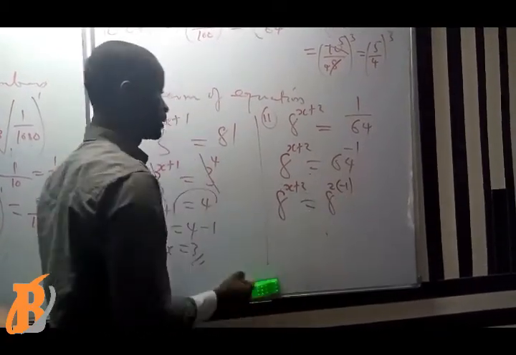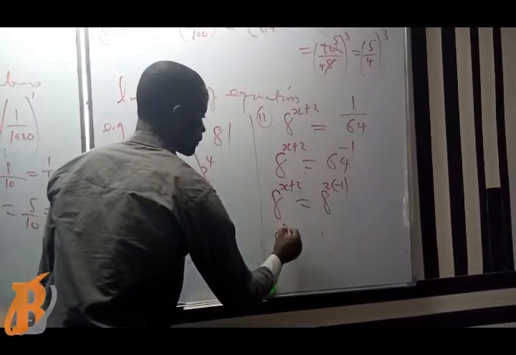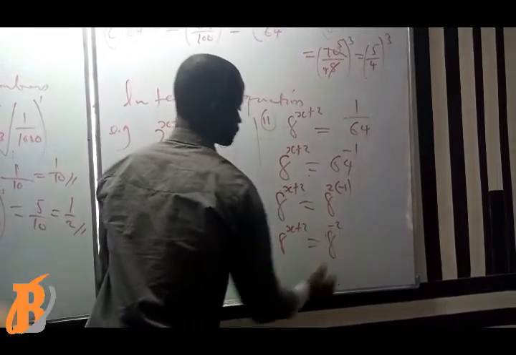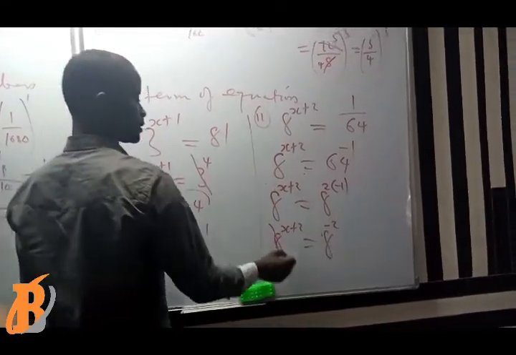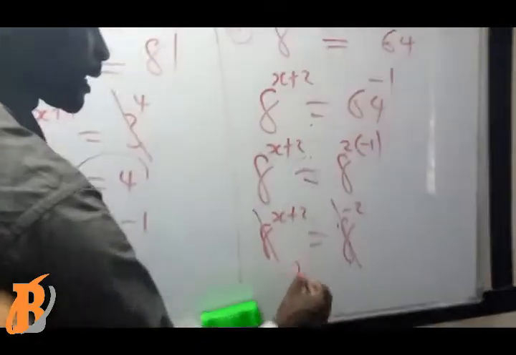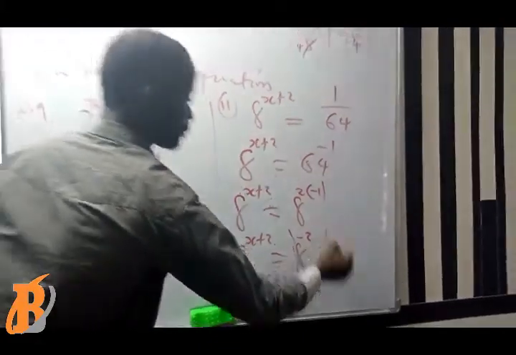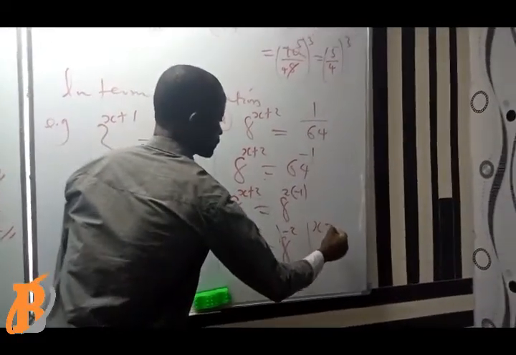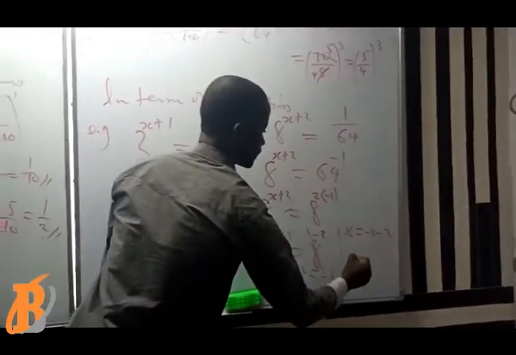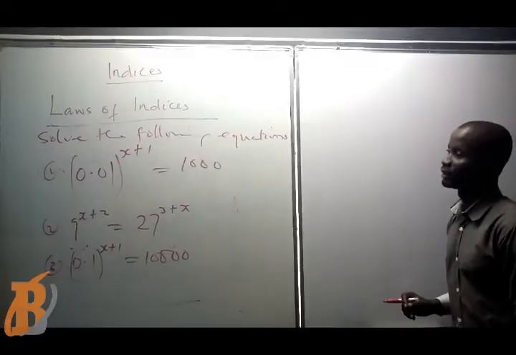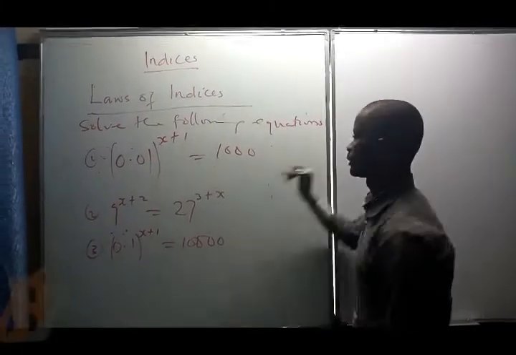Clear the bracket. That shows that 8 raised to power x plus 2 equal to 8 raised to power minus 2. And then the same procedure. This goes with this, and then x plus 2 is equal to minus 2. And then what do you have? x now is equal to minus 2 minus 2, and then x now is equal to minus 4. Now let's look at the first question. That's the solution.